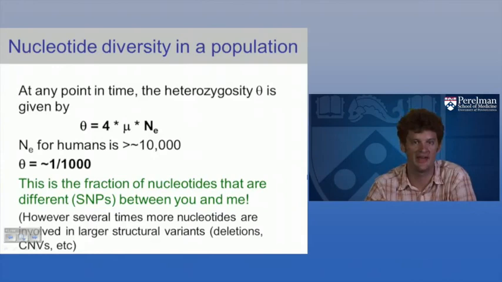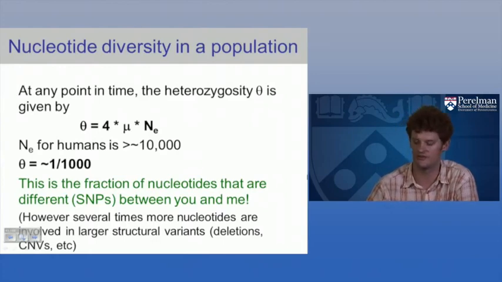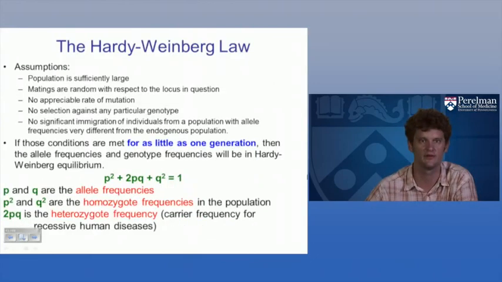And if you combine that with the mutation rate, that gives you this estimate for the effective population size of about 10,000. And that becomes useful for all sorts of other calculations as well. Okay, so yeah, it's worth mentioning that even though 1 in 1,000 bases is different as SNPs, there are these larger structural variants as well that cover many more bases.